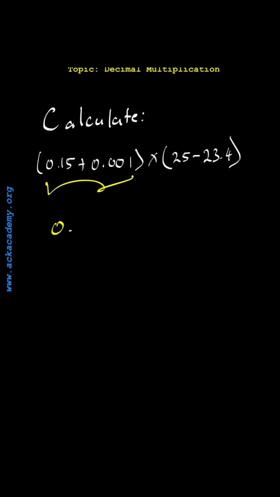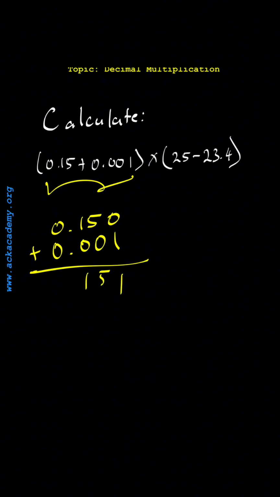So we have 0.15 plus, and remember, when we're adding, we have to line up the decimals. Okay, so you have to be very neat when you do it. So let's say 5 plus 0 is 5, 1 plus 0 is 1. Bring down the decimal, and we're left with that. So this is part of the answer.